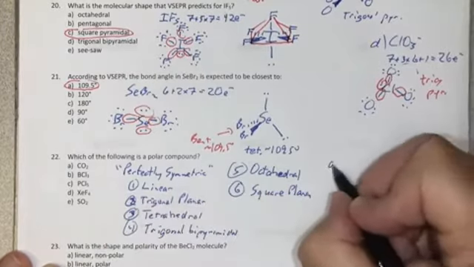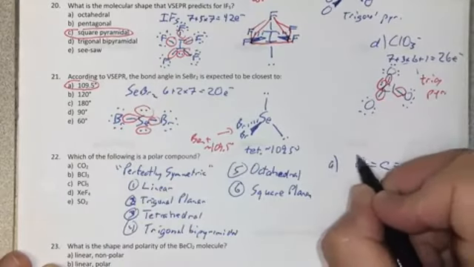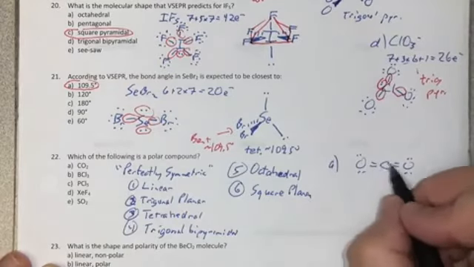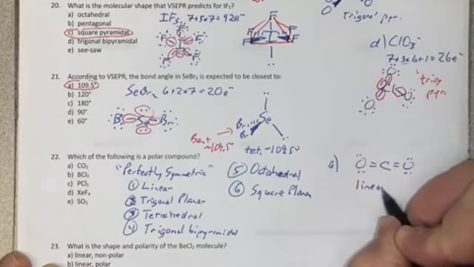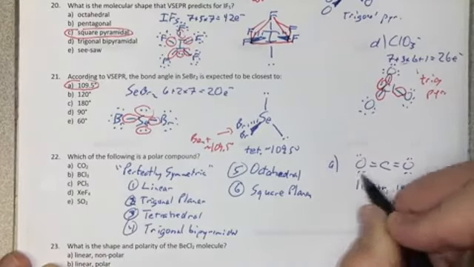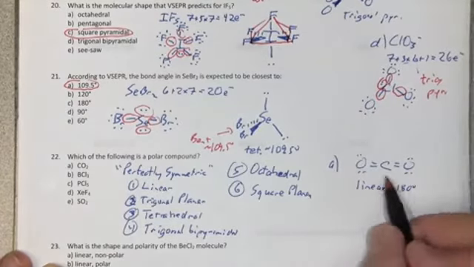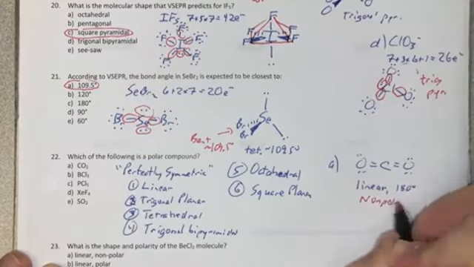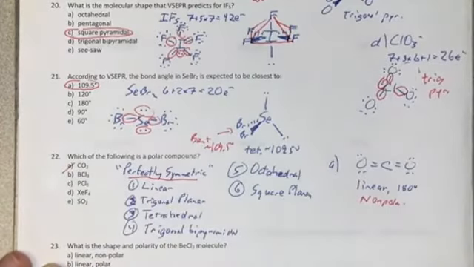Okay, so let's look at these. So choice A, we did this earlier. When we draw the Lewis structure, it looks like this, and this has 2 groups of electrons around the central atom. Remember, a double bond is 1 group. So this is linear, 180 degrees. This is a perfectly symmetric molecule, so A is nonpolar. If something is perfectly symmetric, it's nonpolar. And this is asking which is polar, so it can't be A.